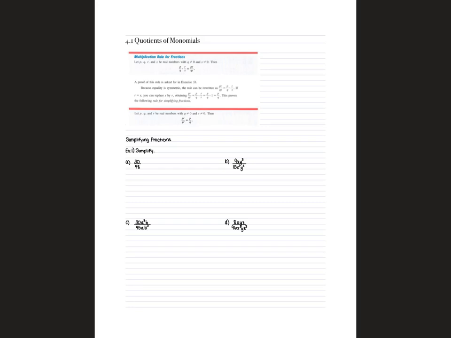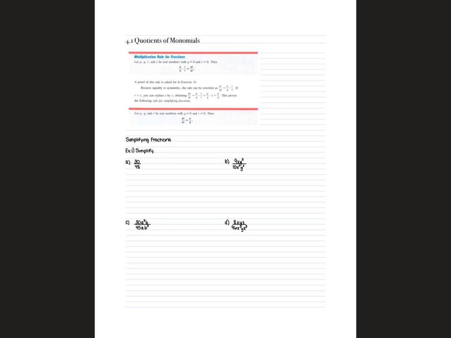4.1 Quotients of Monomials. So we are going to start off very simple with these. First do the simplifying of one fraction, then move on to fractions that include variables and exponents as well. And then we're going to be doing some that have more than one term as well at some point.